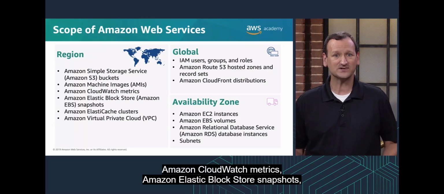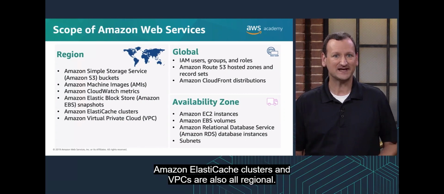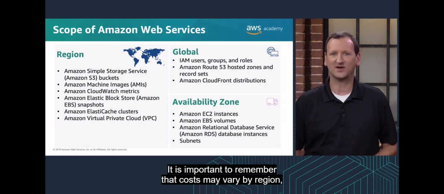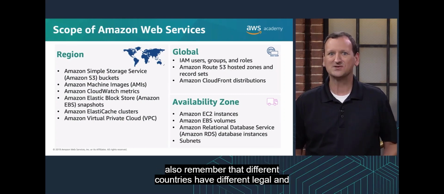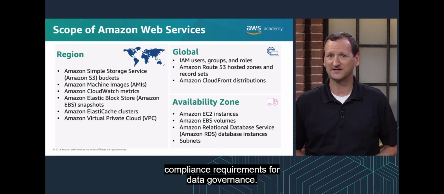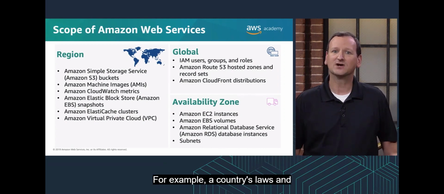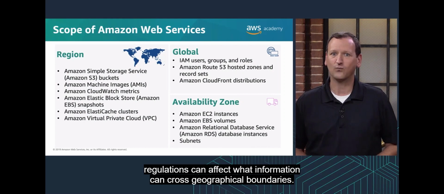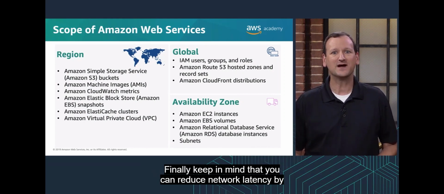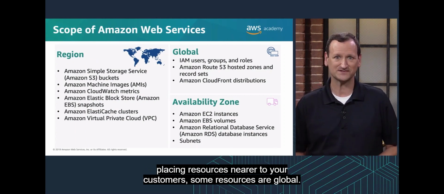Amazon CloudWatch metrics, Amazon Elastic Block Store snapshots, Amazon Elasticache clusters, and VPCs are also all regional. It is important to remember that costs may vary by region. Also remember that different countries have different legal and compliance requirements for data governance. For example, a country's laws and regulations can affect what information can cross geographical boundaries. Finally, keep in mind that you can reduce network latency by placing resources nearer to your customers.